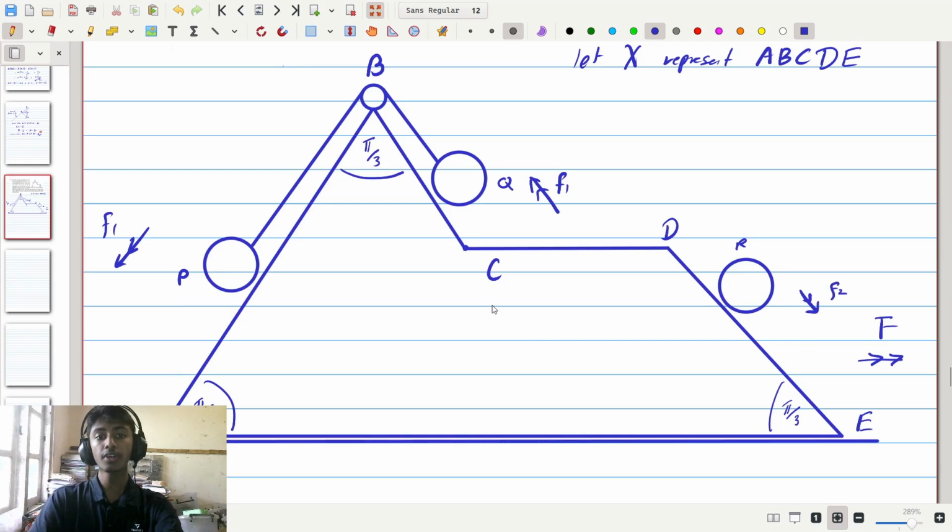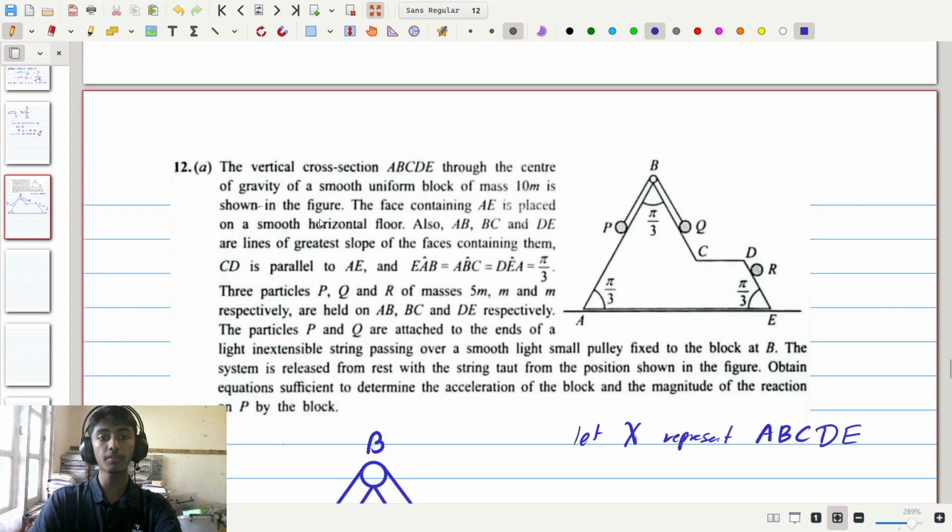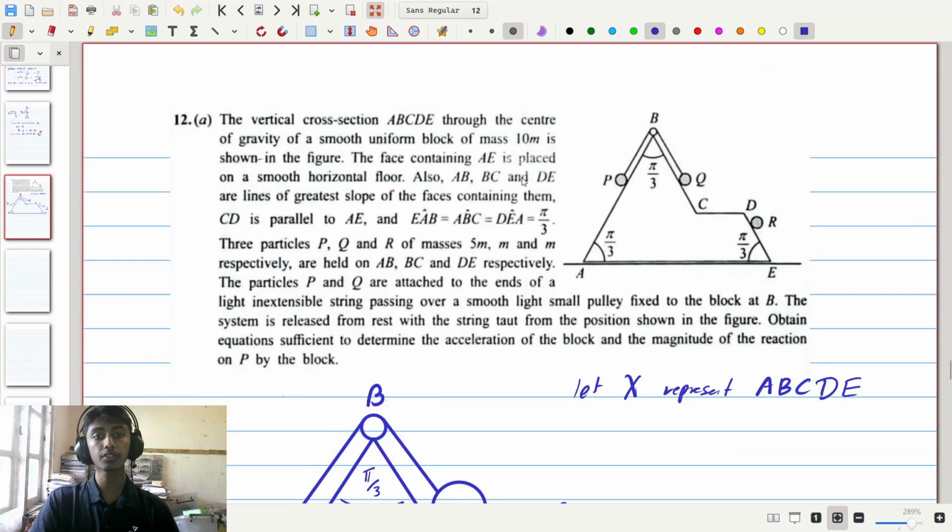Now after this, to mark all of the forces, we need to consider the weights and any frictions that are involved. Now in this case, since everything is smooth, there are no frictions, meaning the only forces that we have are going to be normal reactions and gravitational forces. So the block itself is mass 10m, and the particles are masses 5m, m and m.